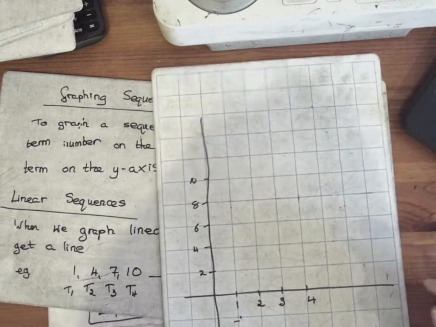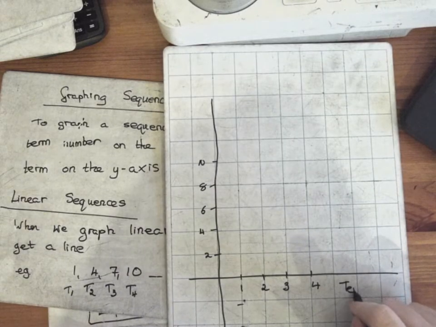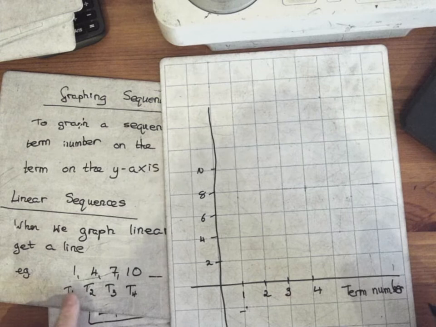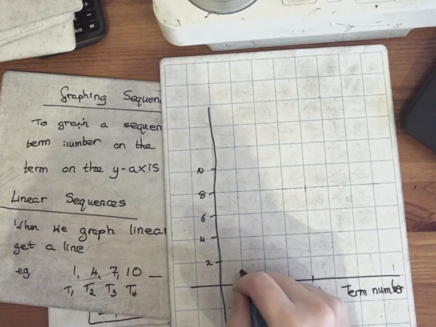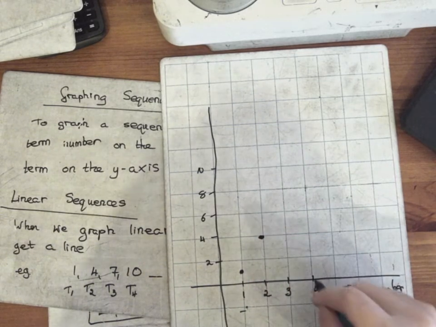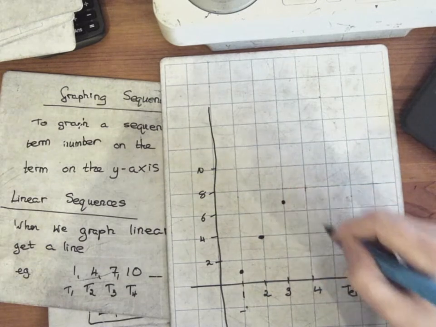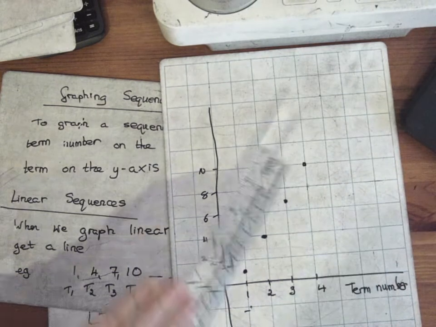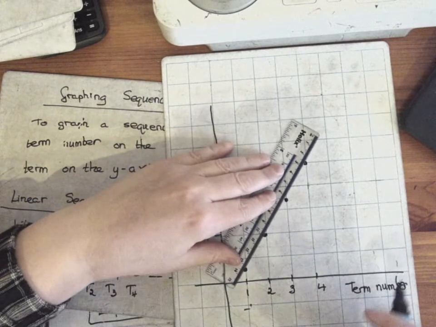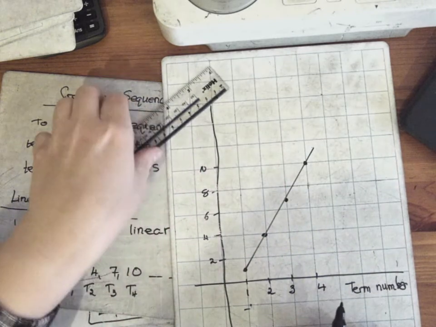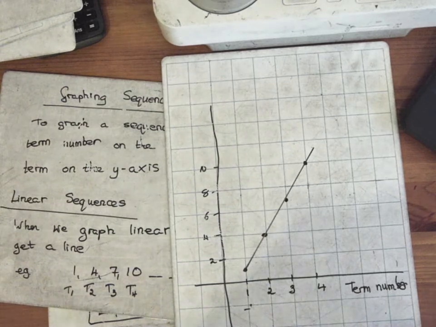Okay, and you graph the term number. On the x-axis we have the term number, and on the y-axis we have the actual term. So term number 1 is 1, term number 2 is 4, term number 3 is 7, and term number 4 is 10. Okay, so you get your ruler and you draw. This is a linear sequence, so we're expecting to get a line, and that's what we get. So the term number goes on the x-axis, the actual term goes on the y-axis. When we do this, we'll get a straight line.